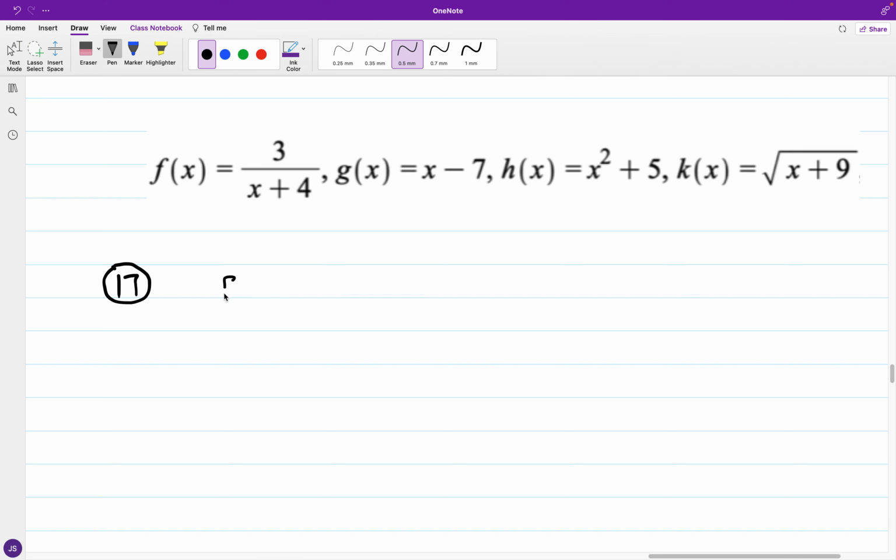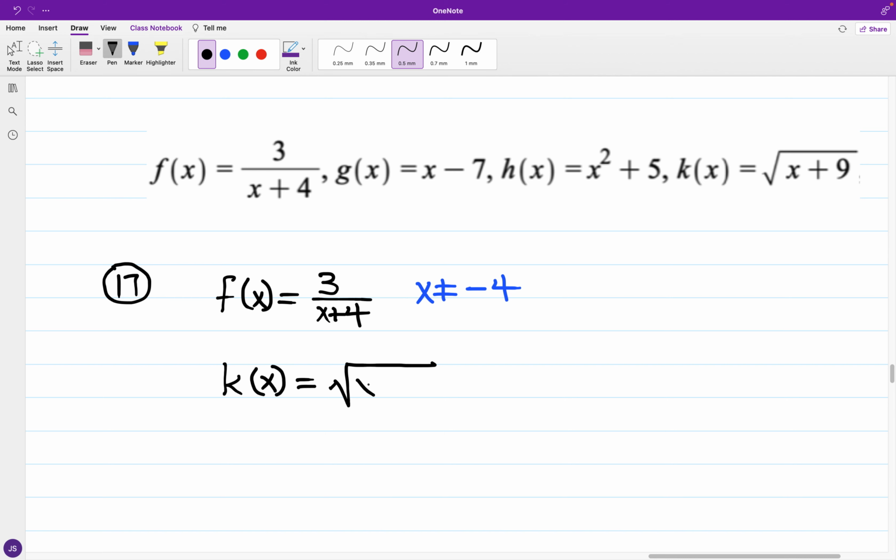Just as a backdrop for number 17, we have f of x equal to 3 over x plus 4. For the restriction upon f of x, we cannot have a 0 denominator, so x cannot be negative 4. Now for k of x, we have the square root of x plus 9. Again, we just dealt with k of x in the composition, and to keep x plus 9 from being negative, we had that x is greater than or equal to negative 9. So that's a restriction for k of x.